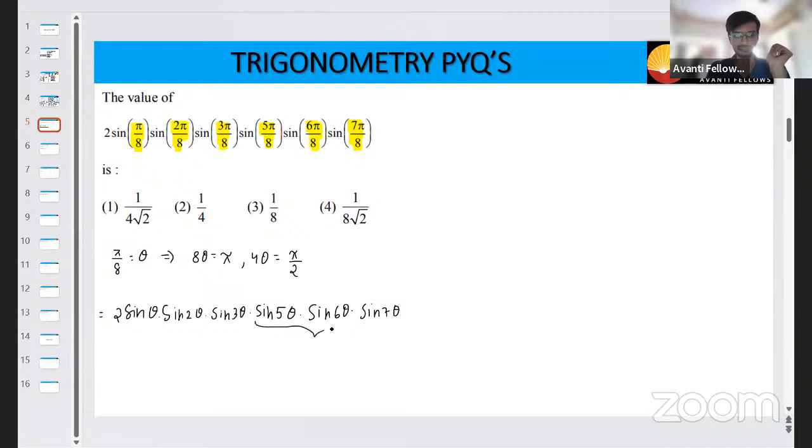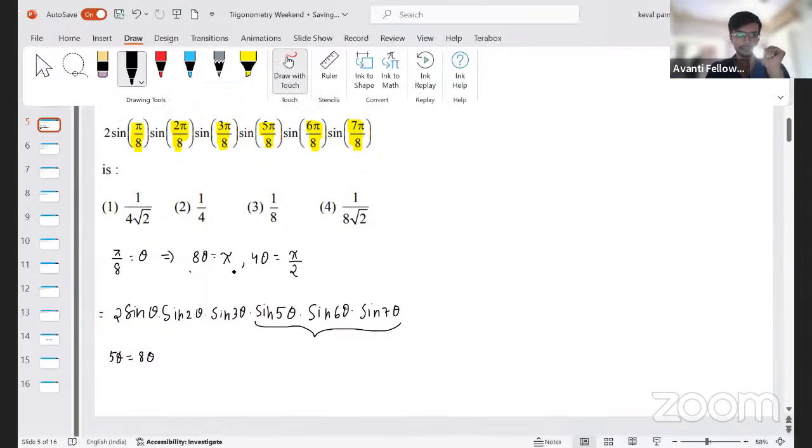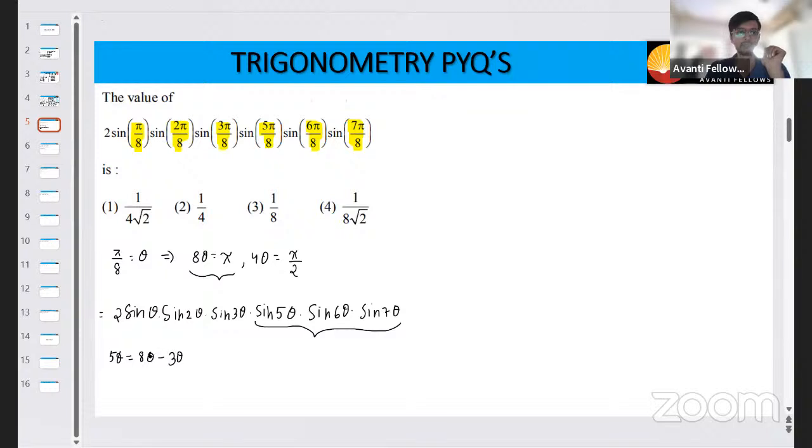Now, these terms we can use this here. So 5 theta I can write 8 theta minus 3 theta. Why? Because 8 theta is pi. So pi minus 3 theta. Similarly, you got this 6 theta, what can we write? 8 theta minus 2 theta, which is pi minus 2 theta. Or 7 theta I can write pi minus theta.